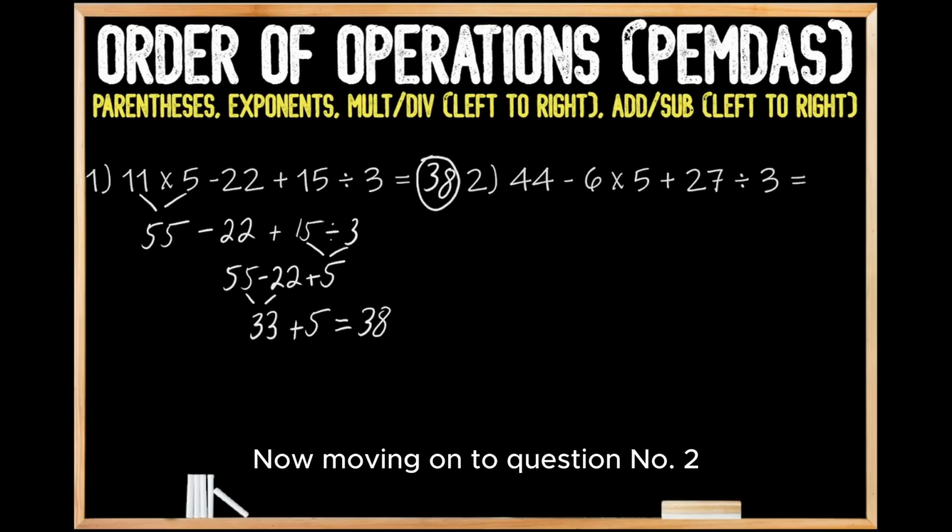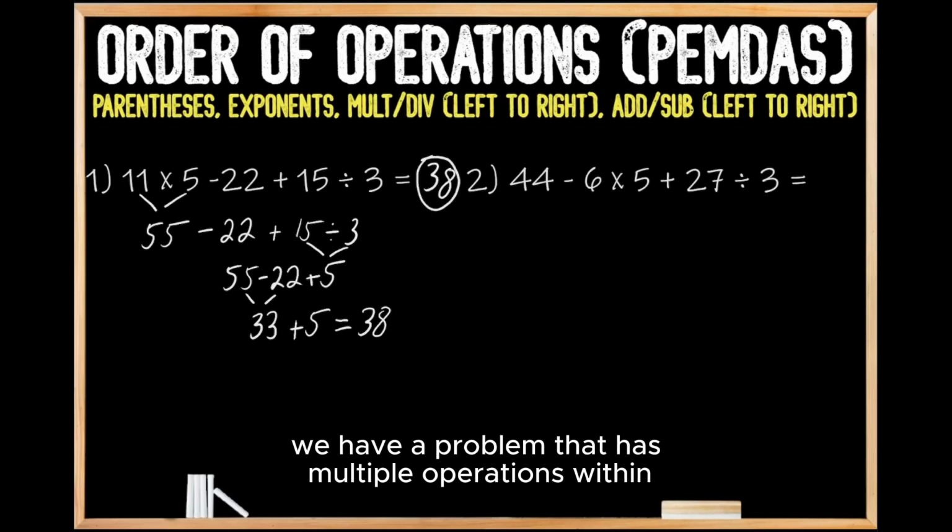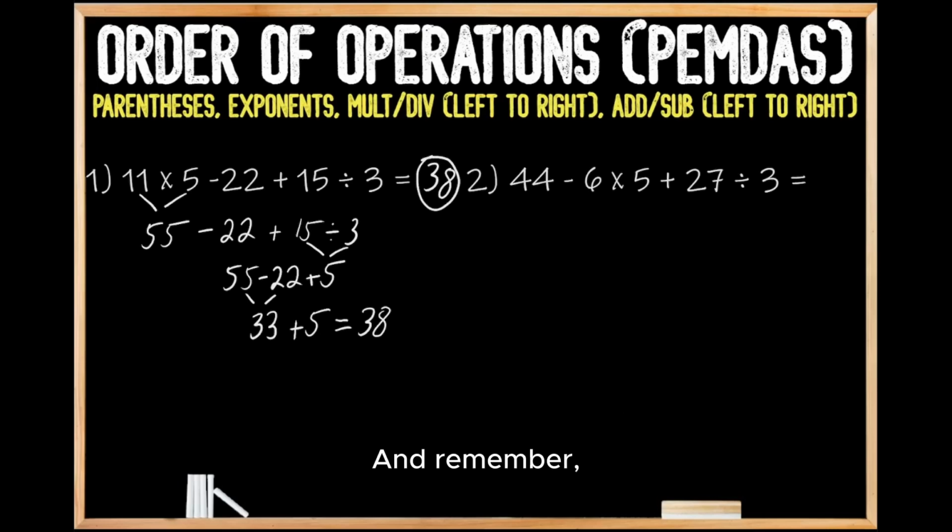Now moving on to question number 2, where once again, we have a problem that has multiple operations within the same problem. And remember, we don't have any parentheses or exponents in this video, so we're going to start out at the priority of multiplying or dividing. And since they have the same priority, we're going to work from left to right.